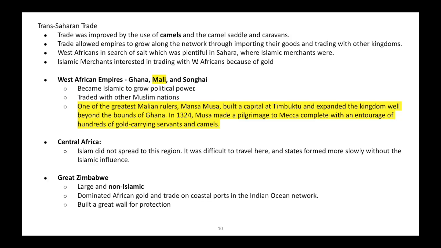So what made the Trans-Saharan trade route possible? Well, camels for one, camel saddles, and caravans. Caravans were just traveling in groups of people for protection. Trade both extended the domains of Islam and allowed West Africans to meet their basic needs. West Africans ventured into the Sahara because they were in search of salt.